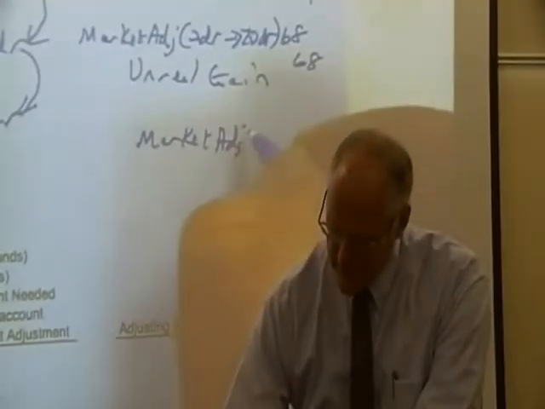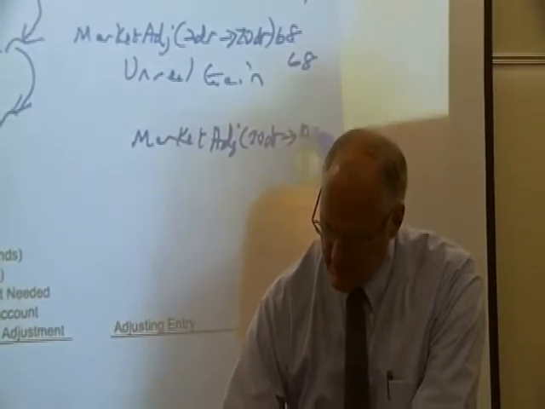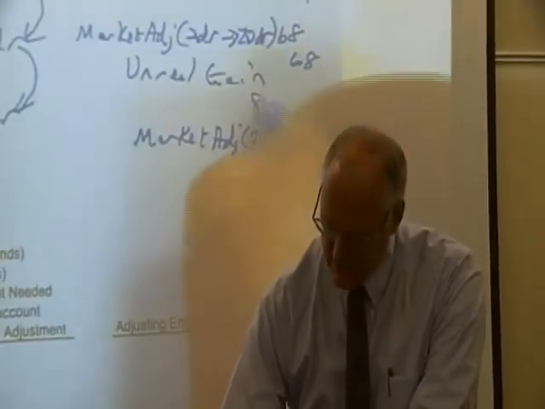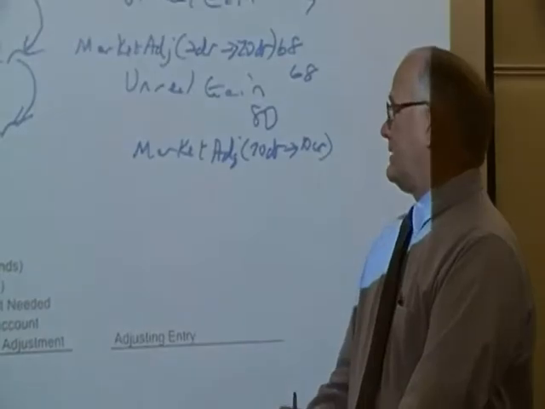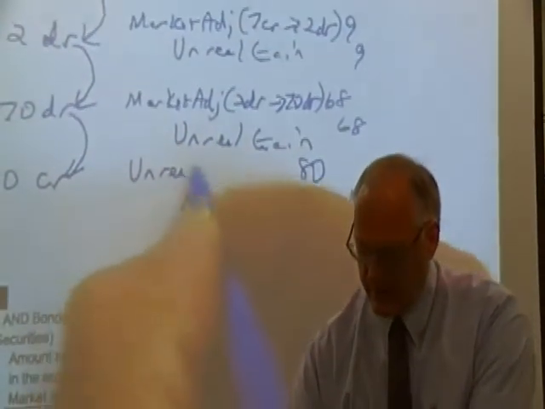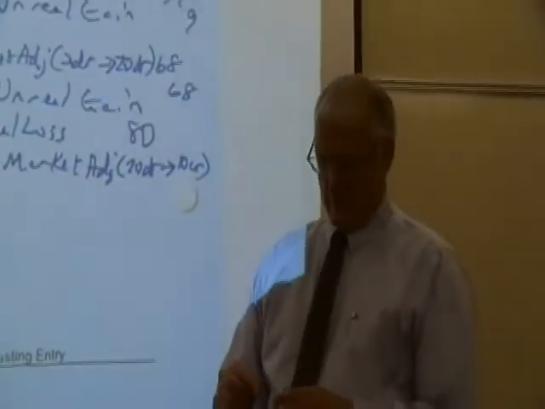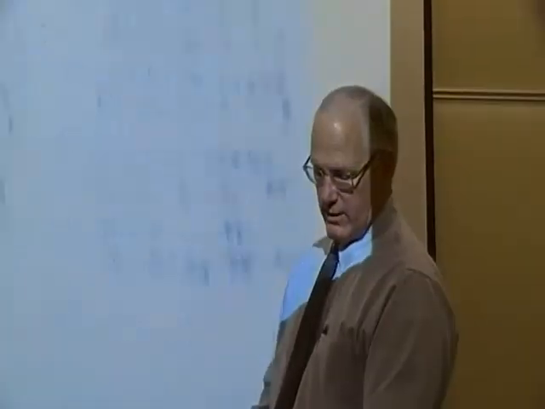And because we're going from last year's $70 debit balance to this year's $10 credit balance, that's a swing of $80. So we need a debit to make the entry balance. And I said a minute ago, if we need debits, that's a loss. If we need credits, that's a gain. So just a kind of a quick review here.